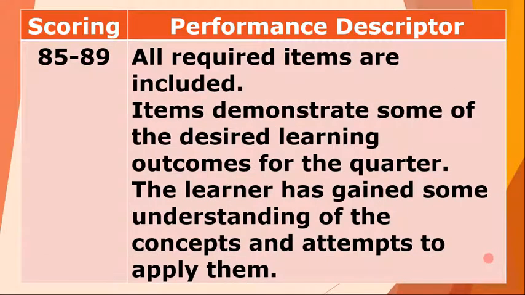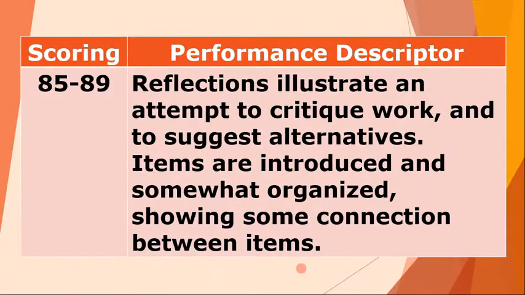85 to 89 score: all required items are included. Items demonstrate some of the desired learning outcomes for the quarter. The learner has gained some understanding of the concepts and attempts to apply them. Reflection illustrates an attempt to critique work and to suggest alternatives. Items are introduced and somewhat organized, showing some connection between items.